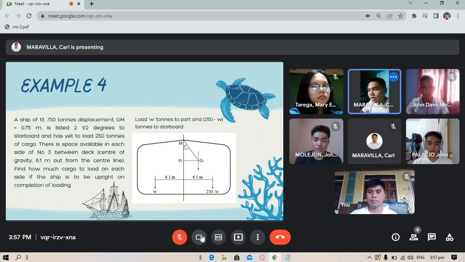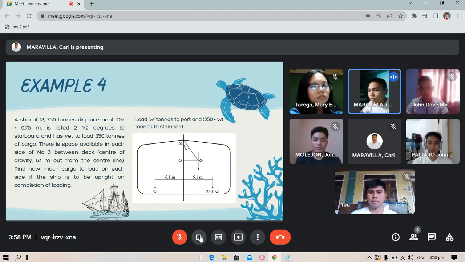Now, we have learned the important terms and what a listing vessel and list are all about. So this problem here is going to help us assess our knowledge on whether we really understood what a listing vessel is all about. So, here is the problem.